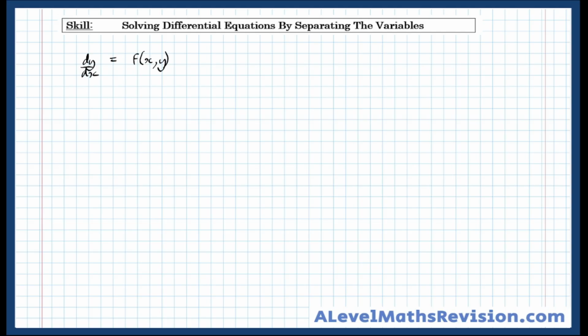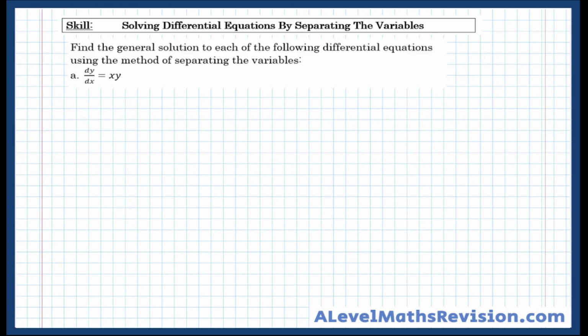So let's look at an example, and we'll look at a method on how to solve these. So here's an example. It says find the general solution to each of the following differential equations using the method of separating the variables. Our first differential equation is dy by dx equals xy. The first problem is it's a mixture of x's and y's, so that's going to be very difficult to integrate. The first thing we're going to do here is to separate out this differential, to separate the dy from the dx. And the first thing I'm going to do is multiply by dx.